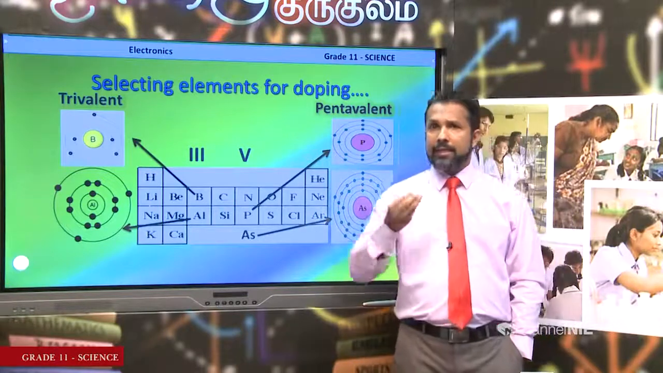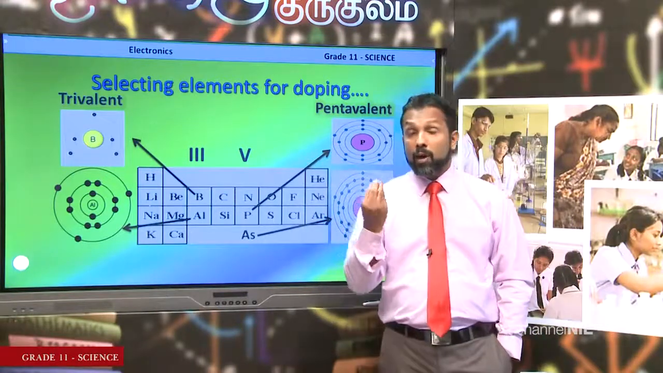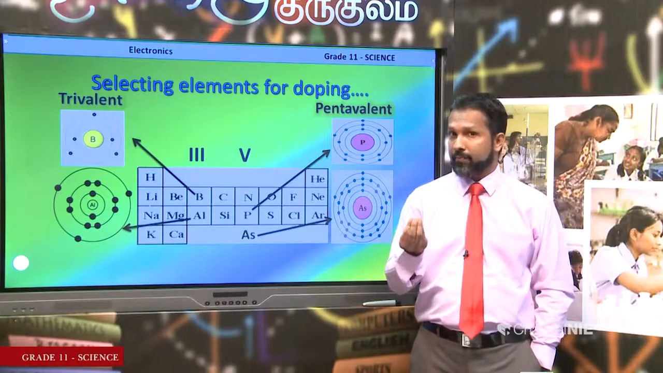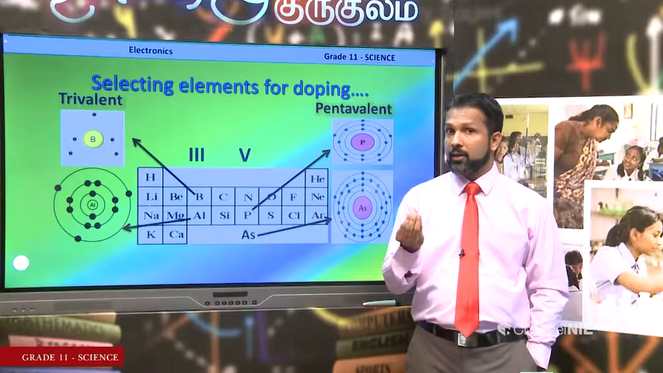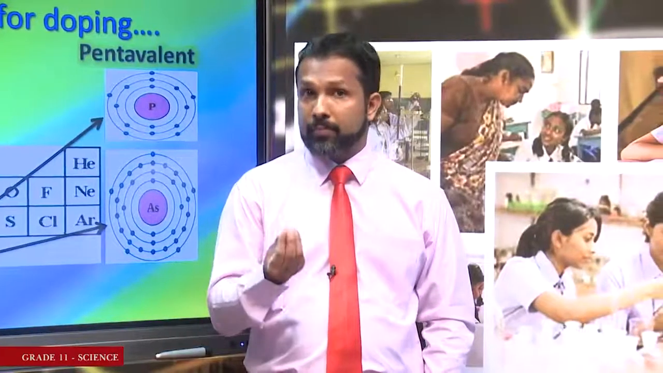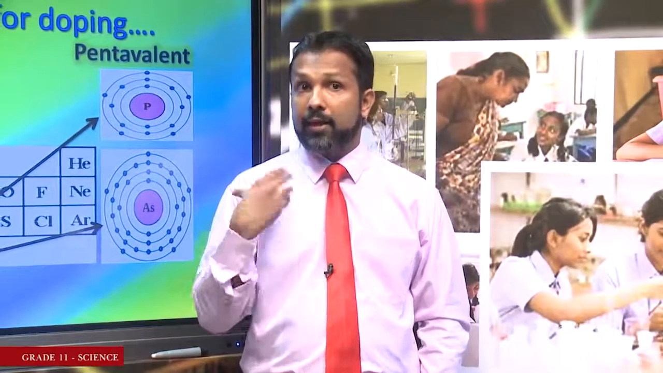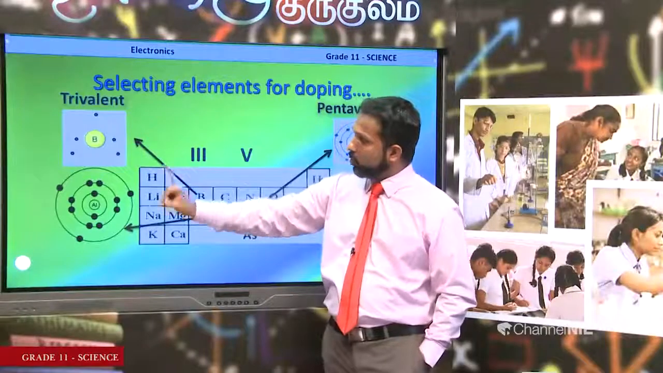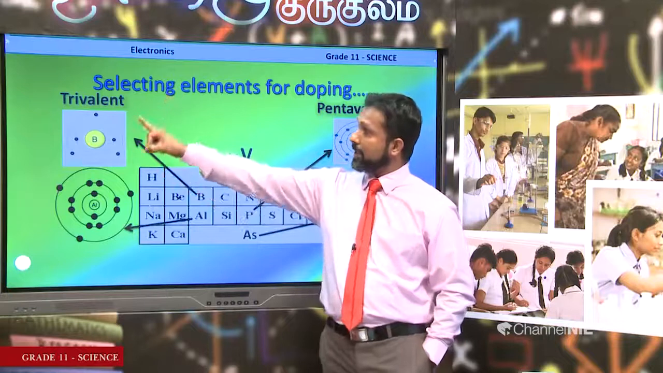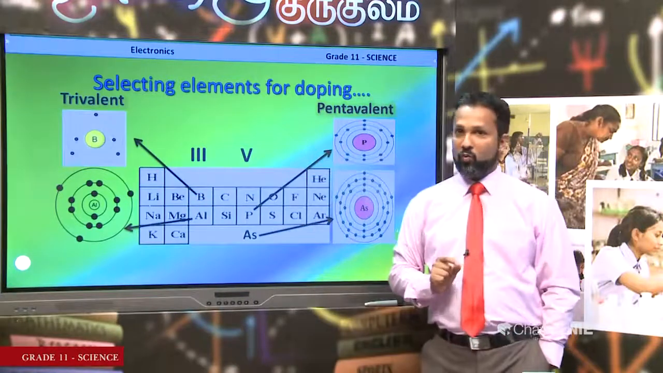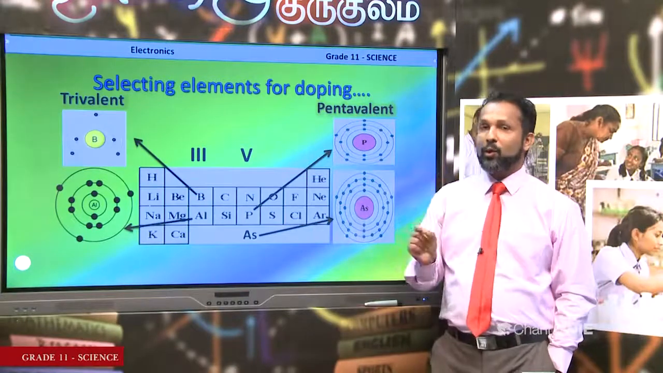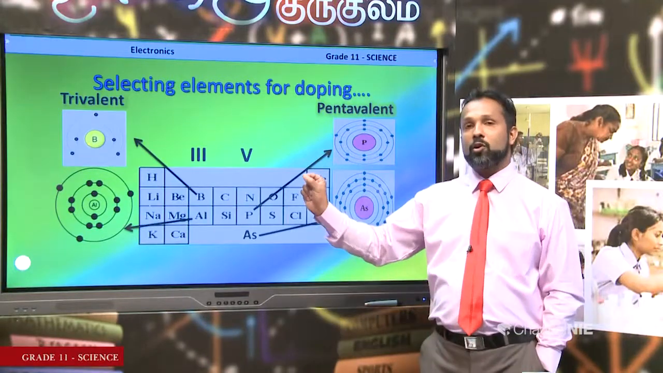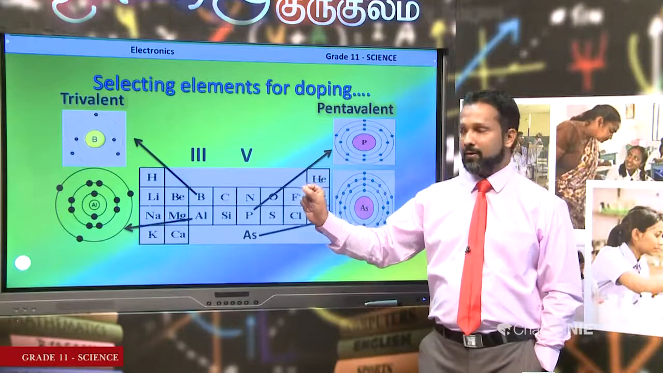The valency depends on the number of electrons present in the outermost energy level. You know, valency is the ability of an atom to combine with another atom. Right. So, we call boron and aluminium trivalent elements. Why do I say so? Because both the elements have only 3 electrons in the outermost energy level.